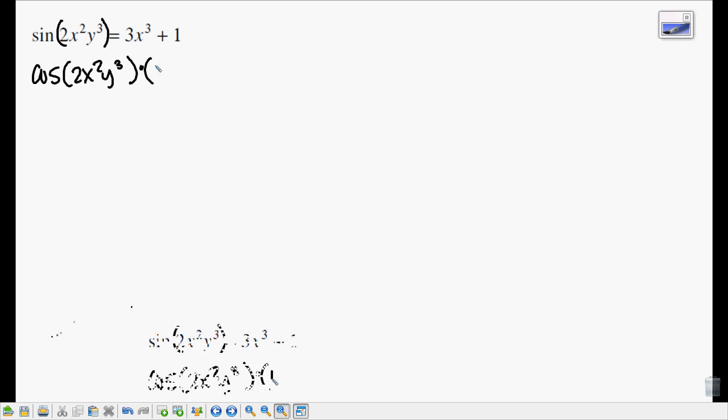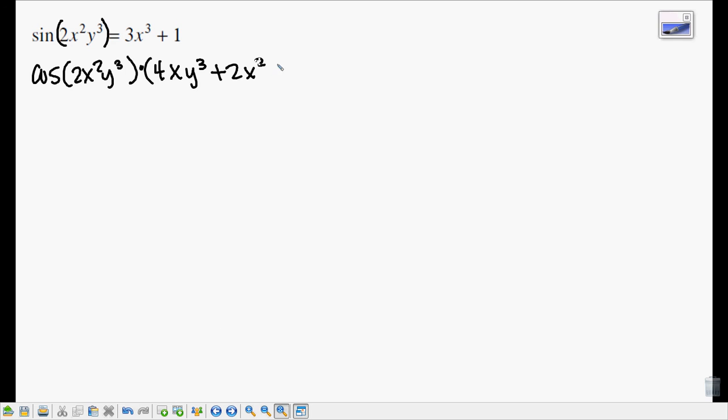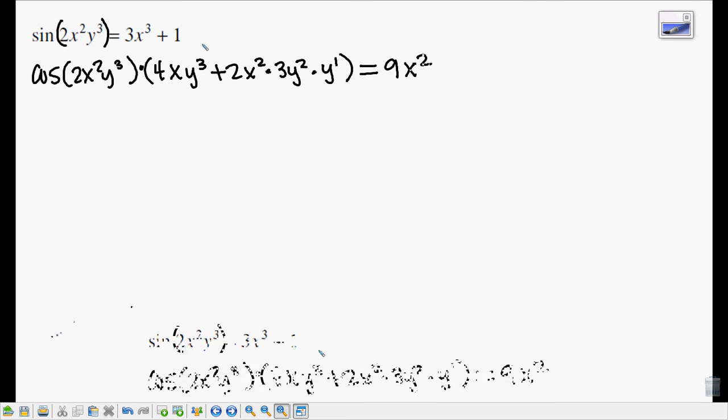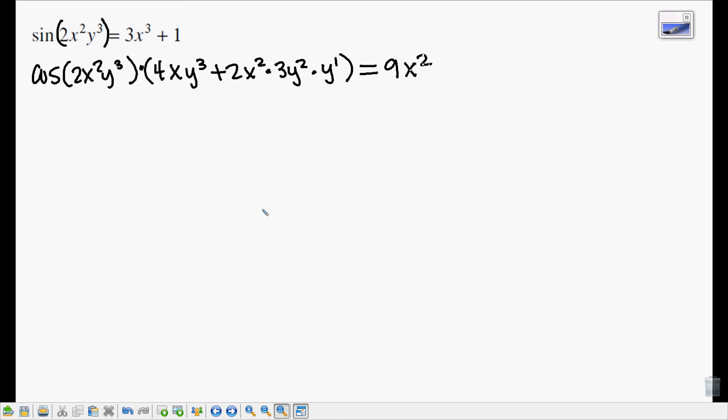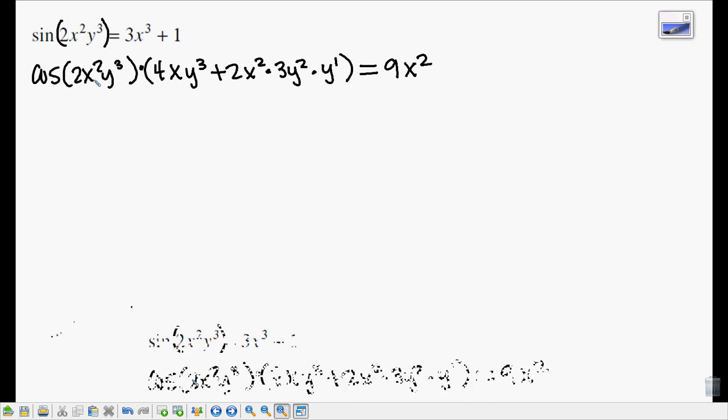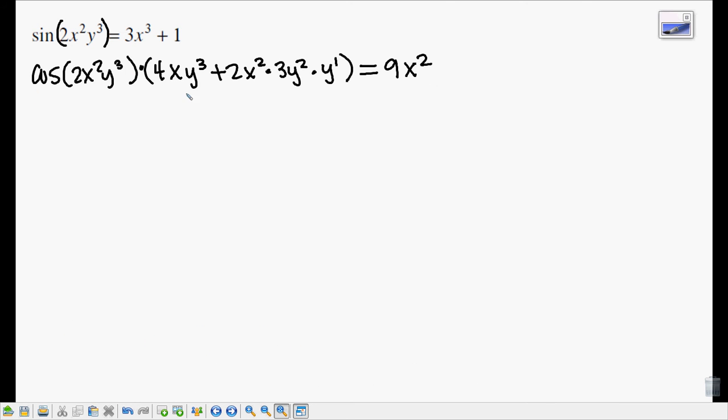So the derivative of the first is 4x times the second plus the first times the derivative of the second, which is 3y squared times y prime, is equal to, this is a regular derivative, so I'm going to have 9x squared, and the derivative of a constant is 0. Okay, so again, a lot of nastiness. I would probably go ahead and divide by this cosine versus distributing it to every term. So I'm going to divide by cosine of 2x squared y cubed on both sides.